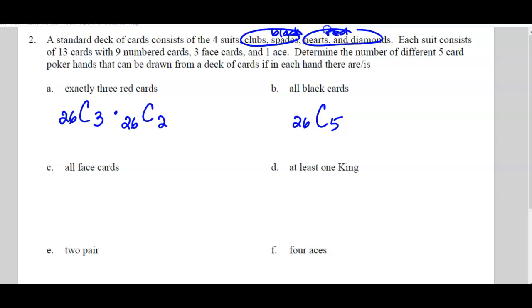Okay, basic rules. All face cards. So remember, I said Jack, Queen, King for each suit. So there's 4 suits times 3 is 12 face cards, and we're choosing 5. Larry, what's up?